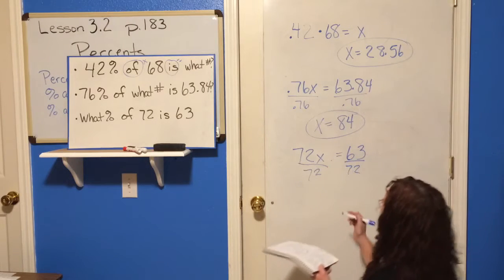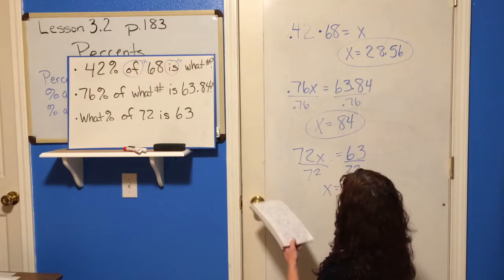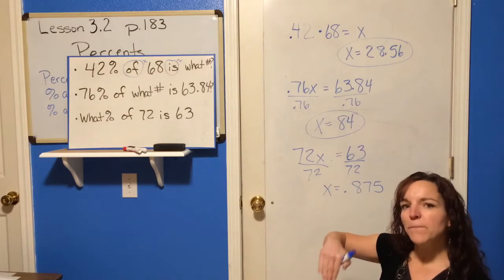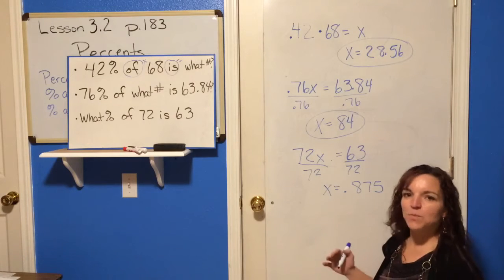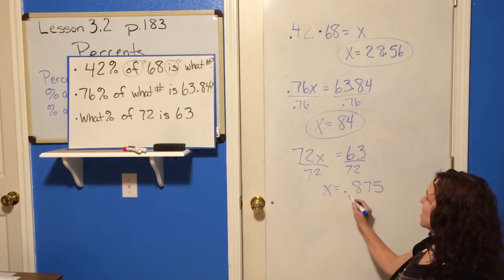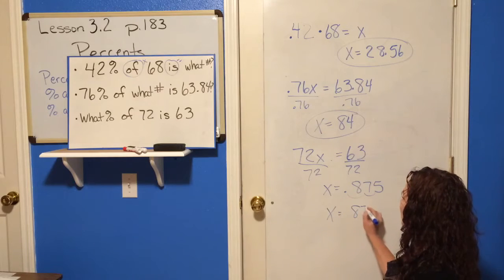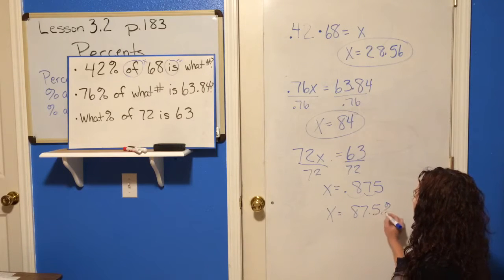you end up with x equal to 0.875. But remember, the question said what percent? So you've got a decimal. You need to change that back to a percent by moving that decimal 2 places to the right. So x equals 87.5%.